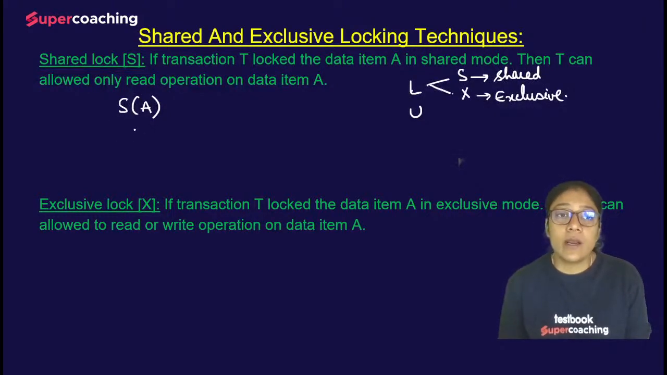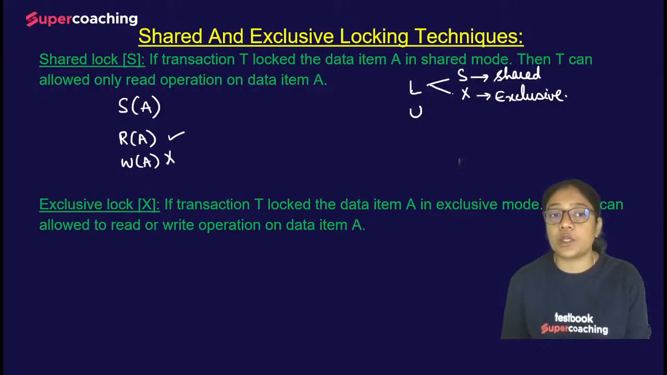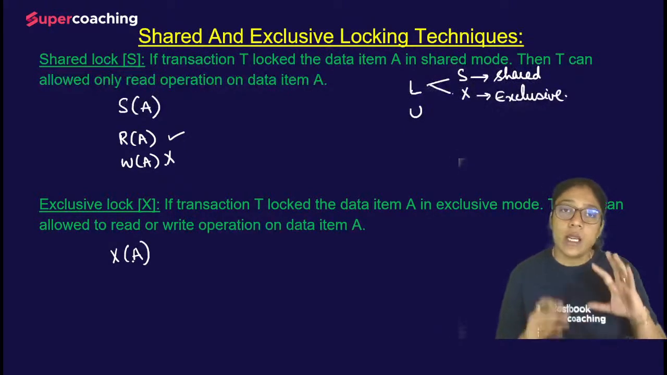And when will this happen? When we want to perform a read operation only. So if a data item is locked under the shared mode, it can perform only the read operation, but it cannot perform the write operation. Whereas if we want to perform a write operation on any data item, then we'll use the concept of exclusive lock. Exclusive, the name makes it clear, right?